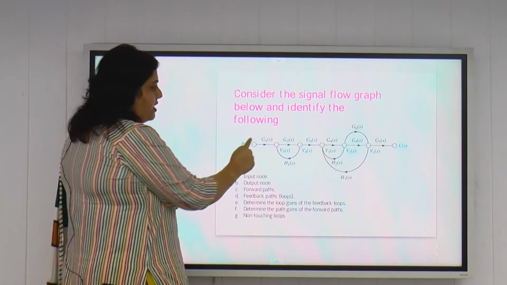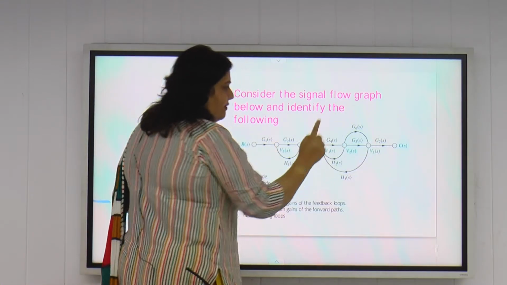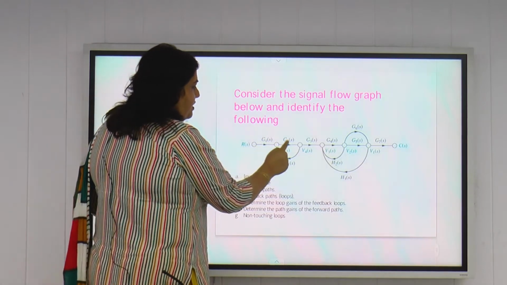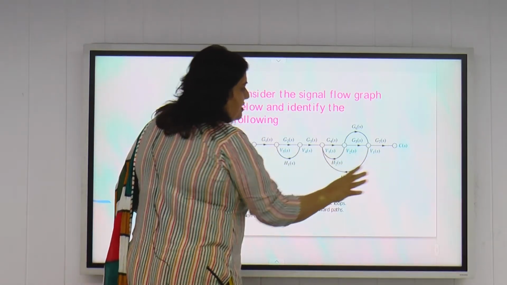I am again telling: G1, G2, G3, G4, G5, G7. This is the first forward path. G1, G2, G3, G4, G6, G7. This is the second forward path.